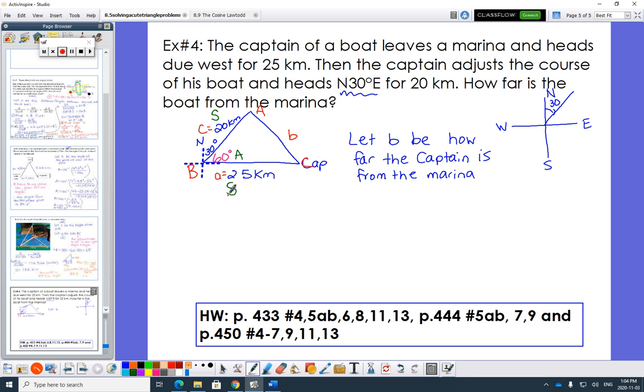But again, you could try to use the sine law, try to plug it in, and then it wouldn't work, okay? So we're going to look for side B. So now, side B is what we're looking for. So it's a squared plus c squared minus 2ac, and then cos of B.